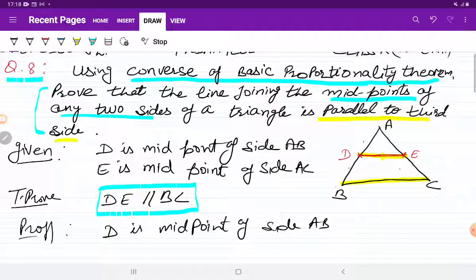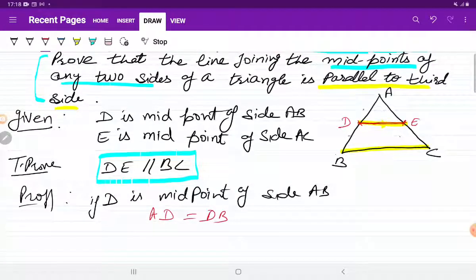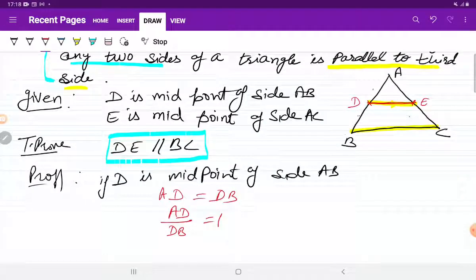Okay, so if D is the midpoint of side AB, then we can say that AD will be equal to DB. Okay, AD will be equal to DB, right? Or you can say that AD upon DB is equal to 1, as DB comes down. AD upon DB is equal to 1.